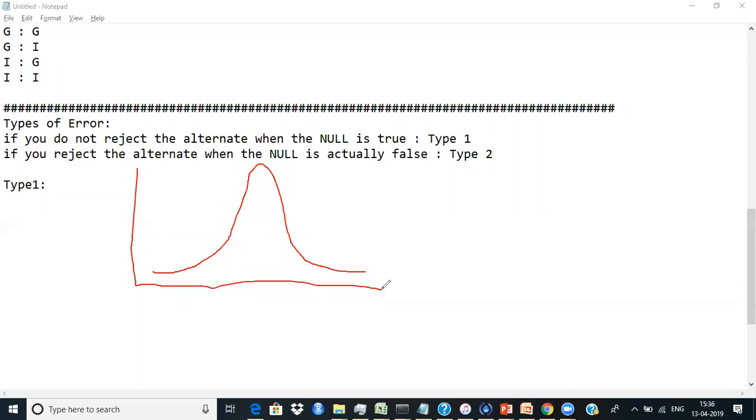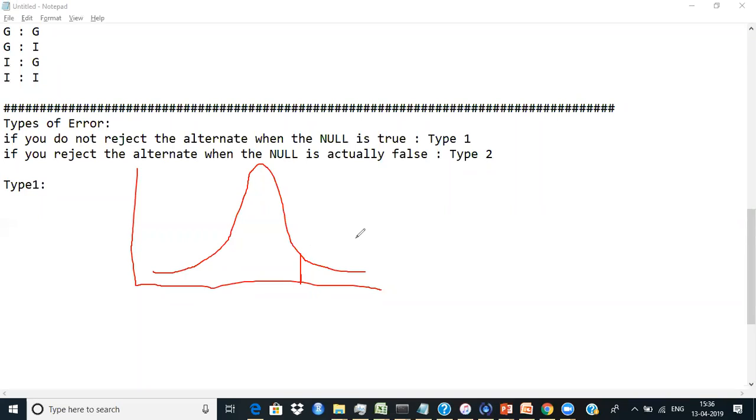The p-value is... In this graph, if 2.5 is the test statistic value, what is the p-value? It is the area to the right. In a right-tailed case, the p-value is the area to the right of the test statistic. Yes or no? Yes. Okay.